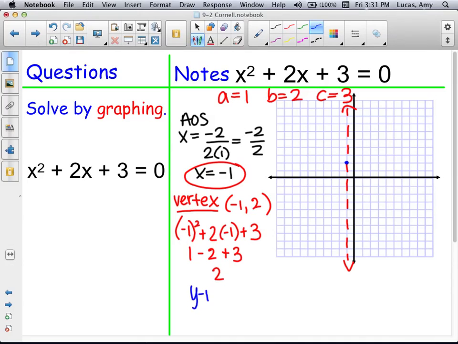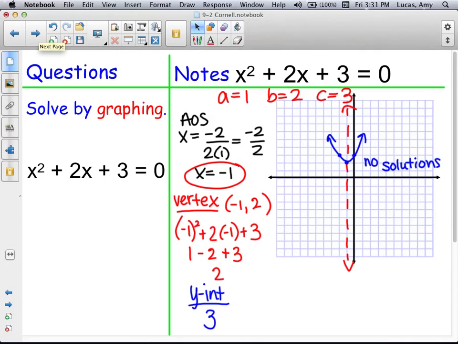And then the y-intercept is C. So the y-intercept is 3. On the y-axis, 3 would be right here. Balance it on the other side of the symmetry line, and we've got no solutions. This quadratic does not go through the x-axis at all.